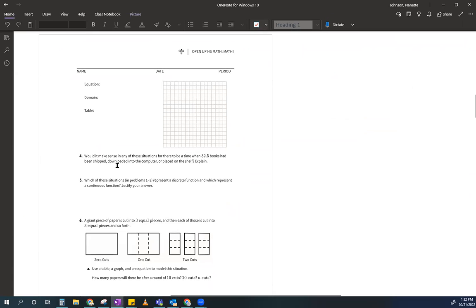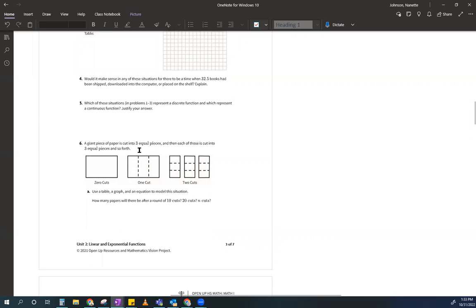Okay, here are those questions we were asking before. Would it make sense in any of these situations to be a time where 32.5 books had been shipped, downloaded to the computer, or placed on the shelf? We talked about this, right? And which of these situations represent a discrete function and which represent a continuous function? Okay, and then we got to this part. So give me a second.